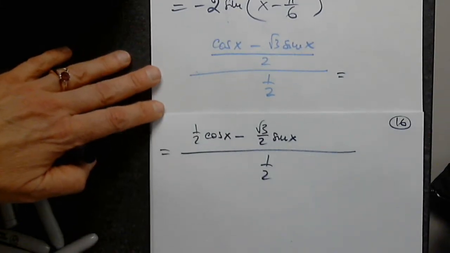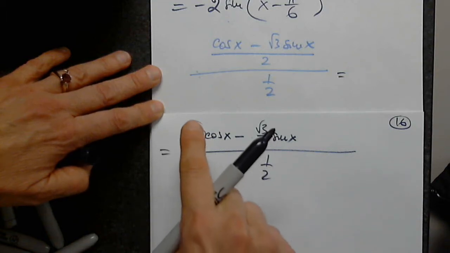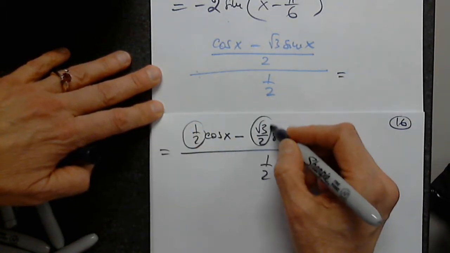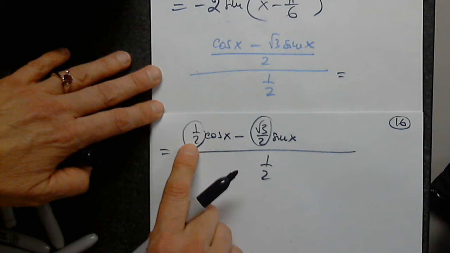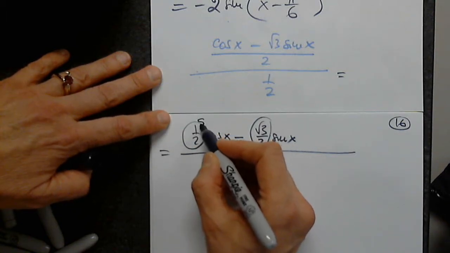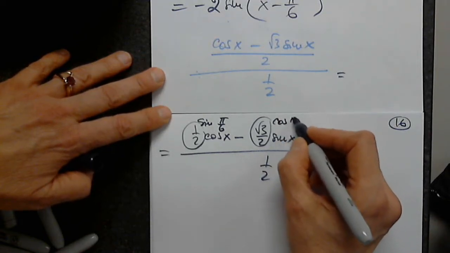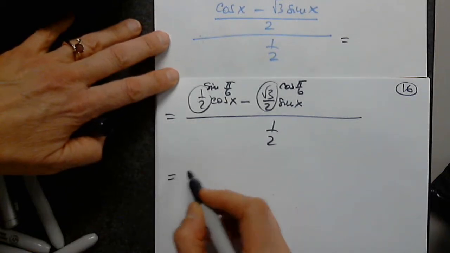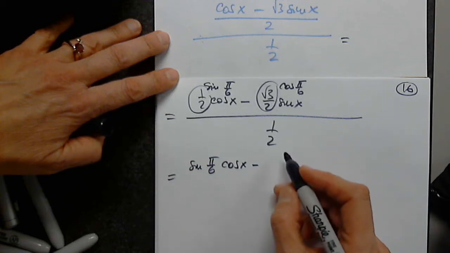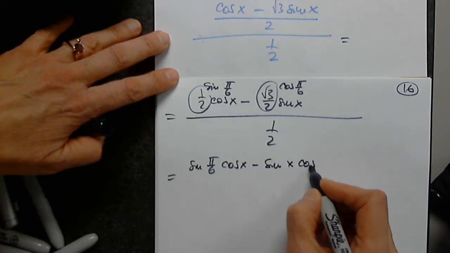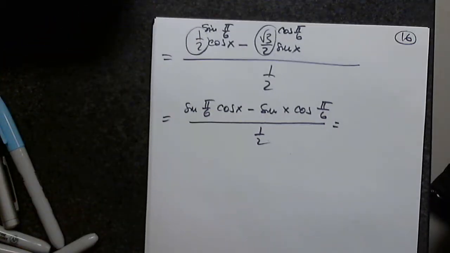Perfect. Good. Then I had. So this one now has to be a sine, because it's sine cosine. And this one now has to be a cosine. I had that part. So what is this? So this must be sine pi over 6. Good. And then the other one was cosine pi over 6. Very good. So then I have sine pi over 6 cosine x minus sine x cosine pi over 6 divided by 1/2. Good. Awesome. So now the top.